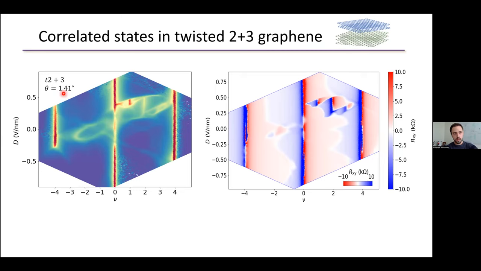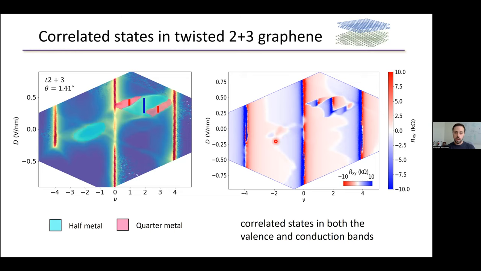But if we look at a sample with a twist angle of about 1.4 degrees, we see very strong symmetry breaking with nu equals 1, 2 and 3 in the conduction band. And also this additional halo in the valence band that has an associated sign change exactly at a filling factor of minus 2. So this suggests that this is also a weakly symmetry-broken half metal.